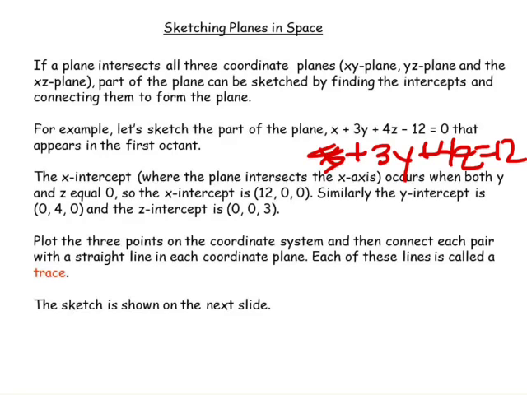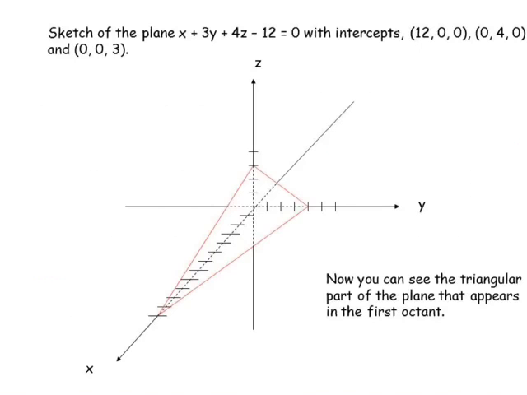And then we can do the same thing for z, saying, all right, x is 0, y is 0, so we have 4z equals 12. Our z-intercept is 3, so we have the point 0, 0, 3. We can then plot these 3 points and connect them, which I'll show here on the next slide for you. Okay, so here I plotted the points 12, 0, 0, 0, 4, 0, and 0, 0, 3, and I just connected them to make a triangle.